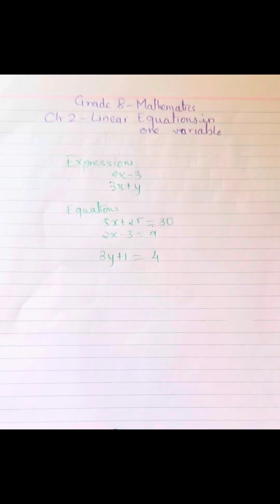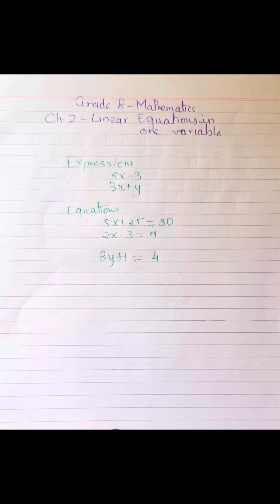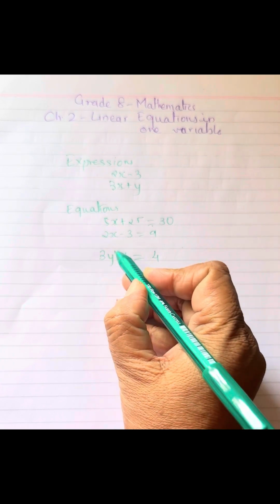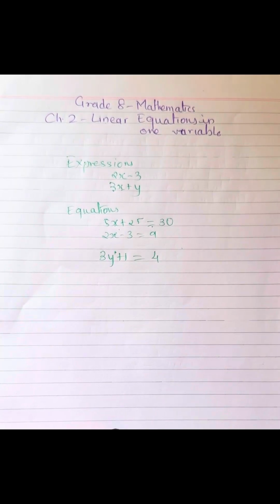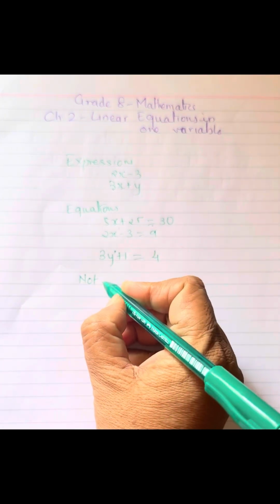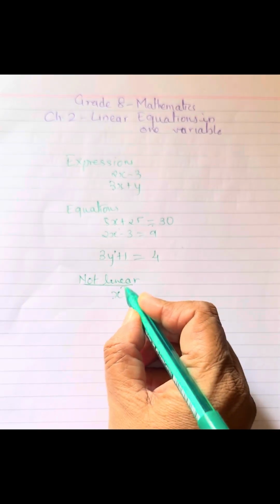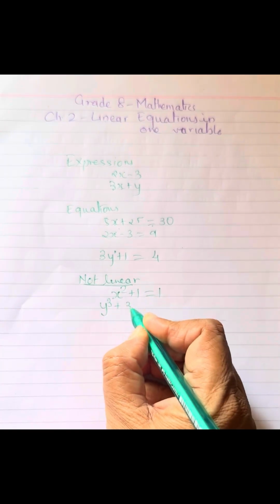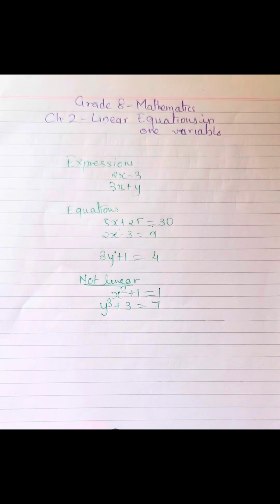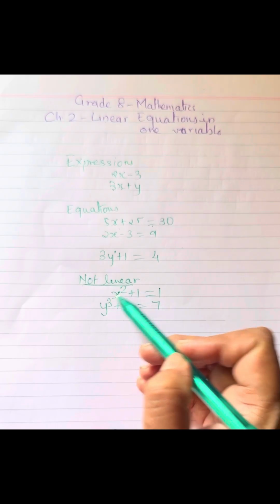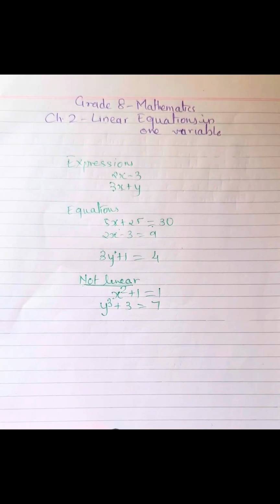What is an equation? Now what is linear? Linear means where the highest power of the variable is 1. So here the power is 1. Here also nothing is written, which means the power is 1. If we take examples of equations which are not linear, it would be like, for example, x square plus 1 is equal to 1, or y cube plus 3 is equal to 7. These are not linear. You can see the power of the variable here is 2, 3, like that.